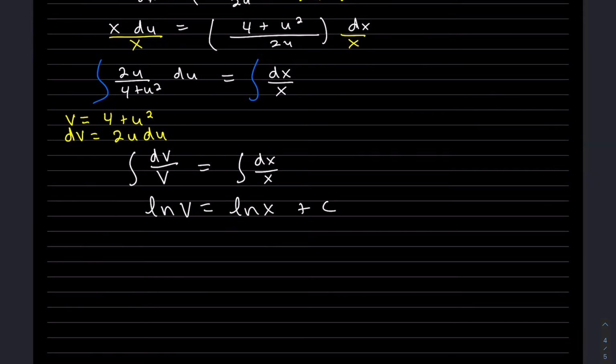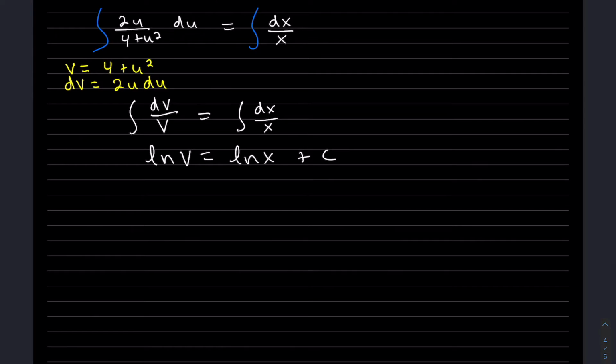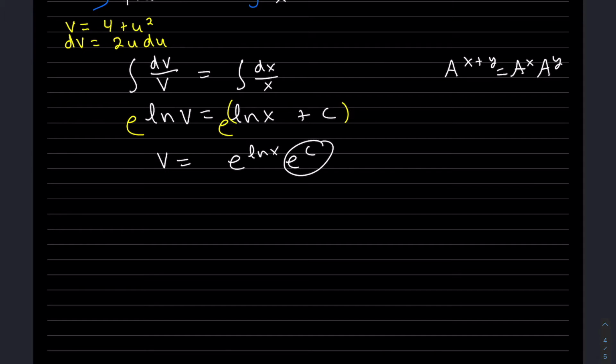So you need your plus constant somewhere. Remember, a to the x plus y is a to the x, a to the y. So this is e to the natural log of x, e to the c. This c is just some constant because e is a constant. Put that in the front.